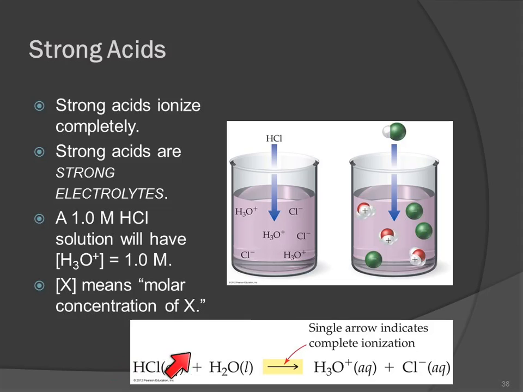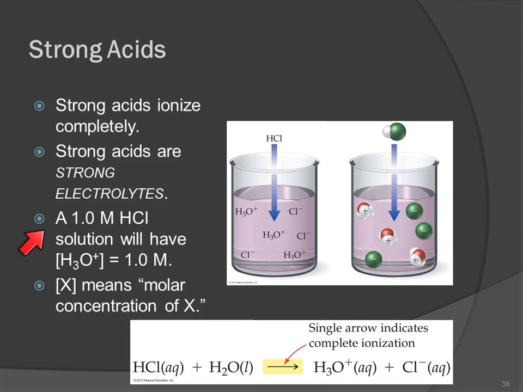So HCl plus water. This is the acid. The acid is a proton donor. Water is acting as the base, the proton acceptor. And so we get the hydronium ion and then a chloride ion. And here, this is a single arrow, and that means the reaction goes to completion. It's not an equilibrium, it goes all the way to the right. So strong acids are also strong electrolytes. A strong electrolyte is something that ionizes completely and conducts electricity well.